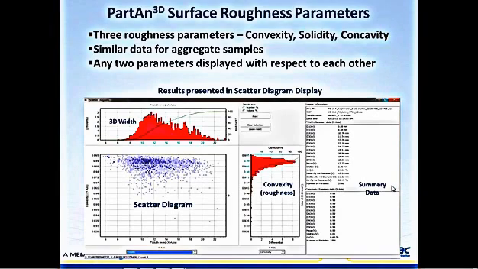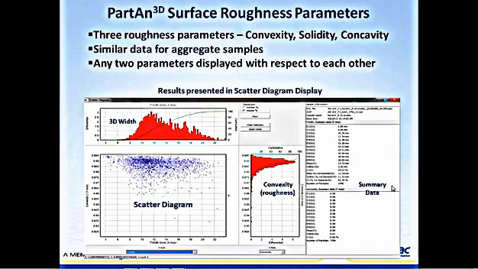The roughness parameters available are convexity, solidity, and concavity. For aggregate samples, these are all very similar in value, and any one can be used. The 3D width is shown in the top red volume distribution, which can be reported also in number.